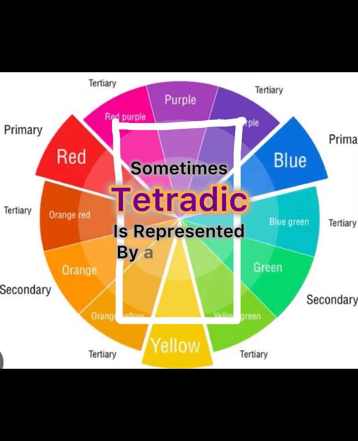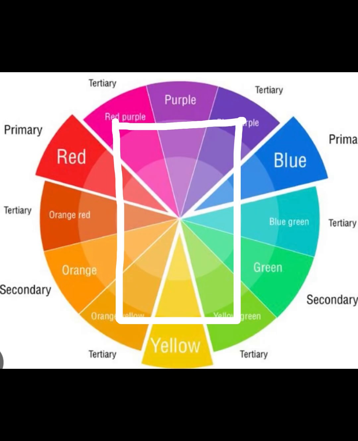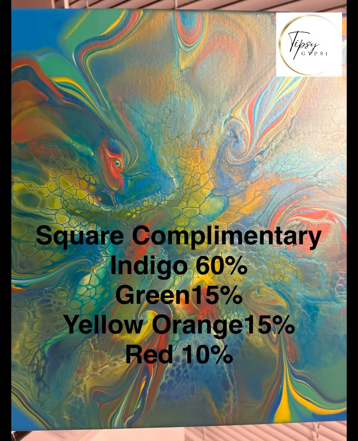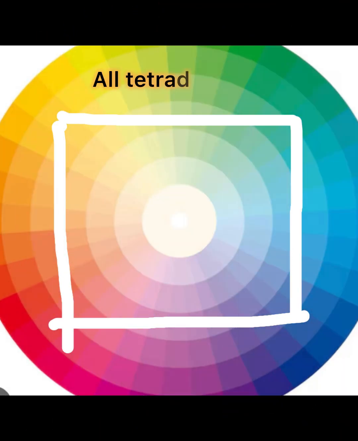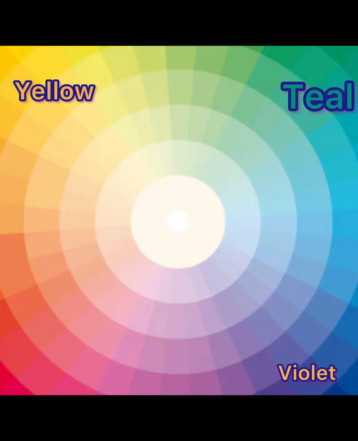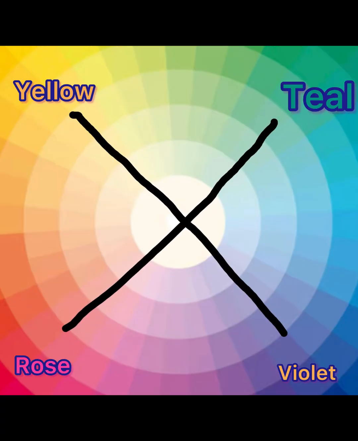Sometimes when you look at color wheels, you see this represented by a rectangle. Now, we also have square complementary that is also technically tetradic, but not all tetradics are square complementary. It means that the colors you are using are equally spaced around the color wheel into a square. So, yellow, violet, rose, and teal is square complementary.